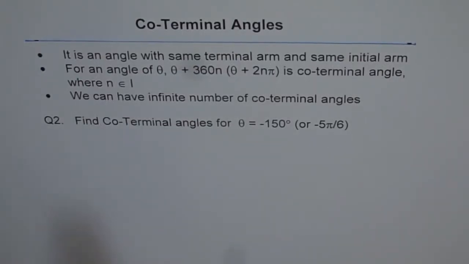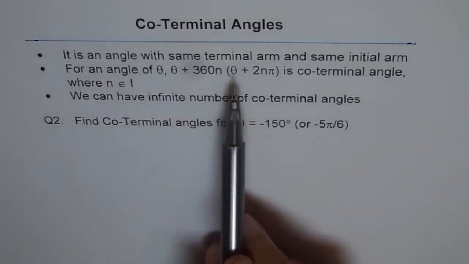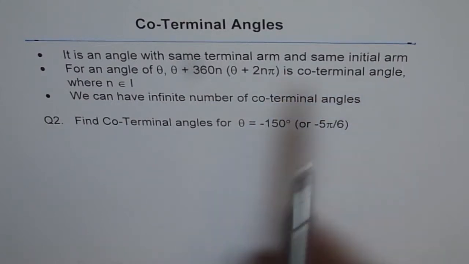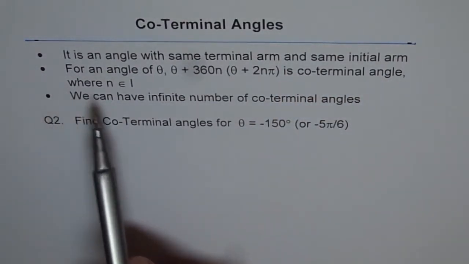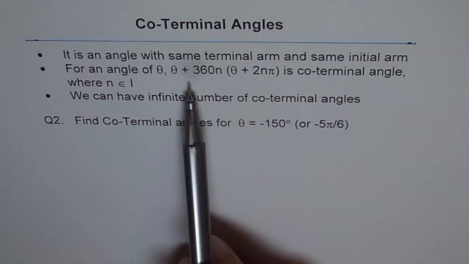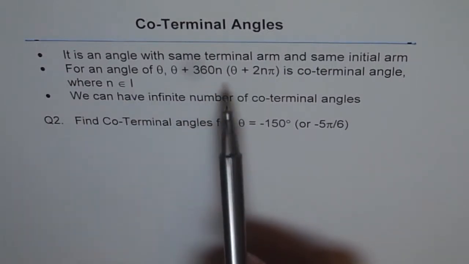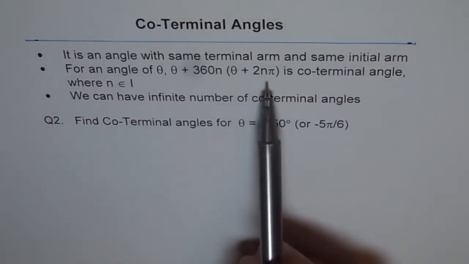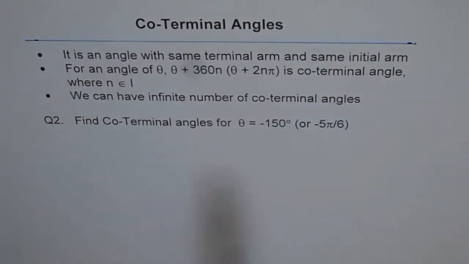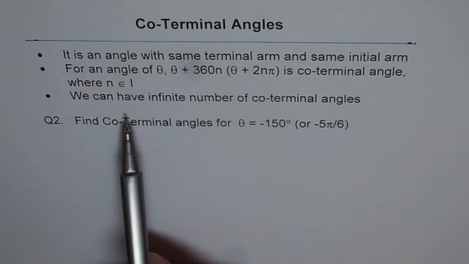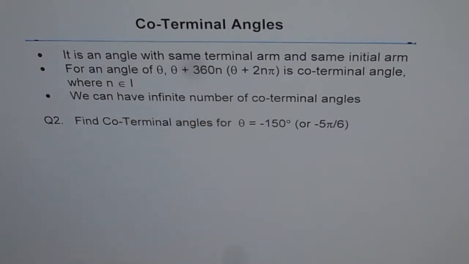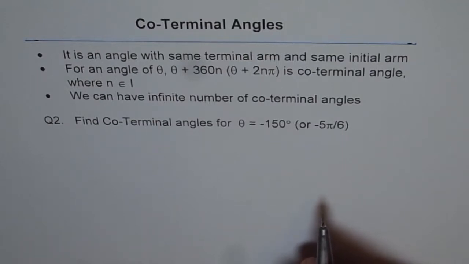Coterminal angles. It is an angle with same terminal arm and same initial arm. For an angle of theta, theta plus 360n or theta plus 2n pi is a coterminal angle, where n is an integer. We can have infinite number of coterminal angles. I hope you understand what coterminal angles are, correct?